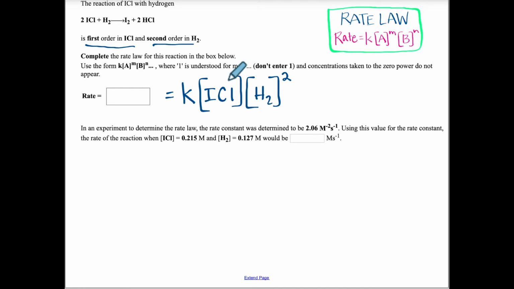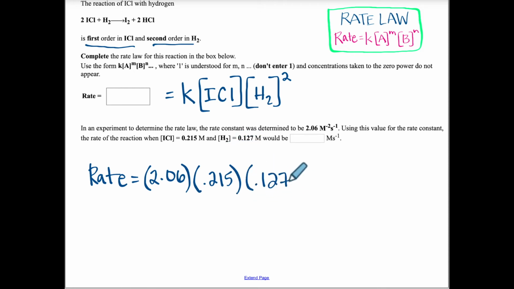So this is our rate law, but then it also gives us the data and asks us to calculate the rate of the reaction. So we're going to calculate rate. It tells us 2.06 is the rate constant, and the concentration of ICl is 0.215, and the concentration of H2 is 0.127. So we need to square that because we have a squared in our rate law, and we calculate, and I got 7.14 times 10 to the negative third, and that would be molar per second. That's the same as this unit with that -1.